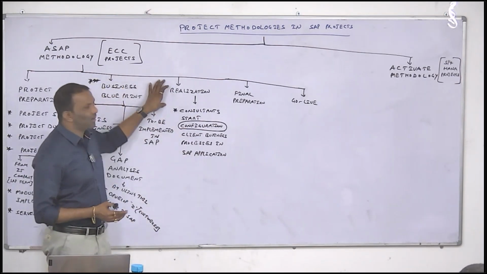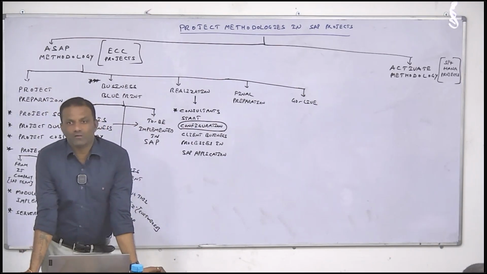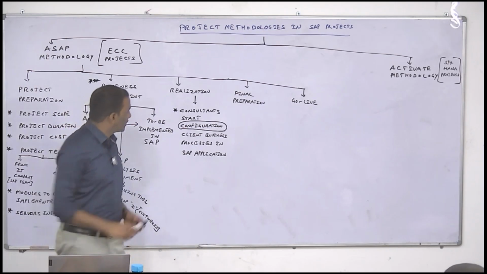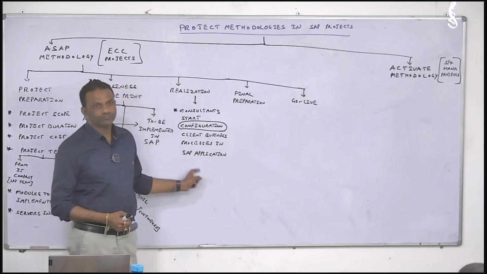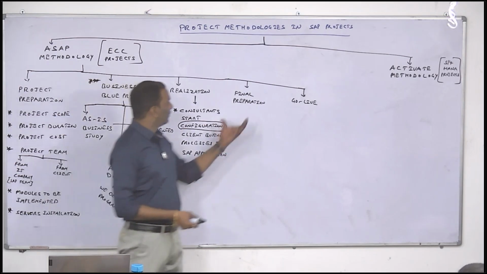In the realization phase, what do we do? Consultants will start configuration. Consultants will configure the client business process in the SAP application. Hope you got my point. Then what is the next one?